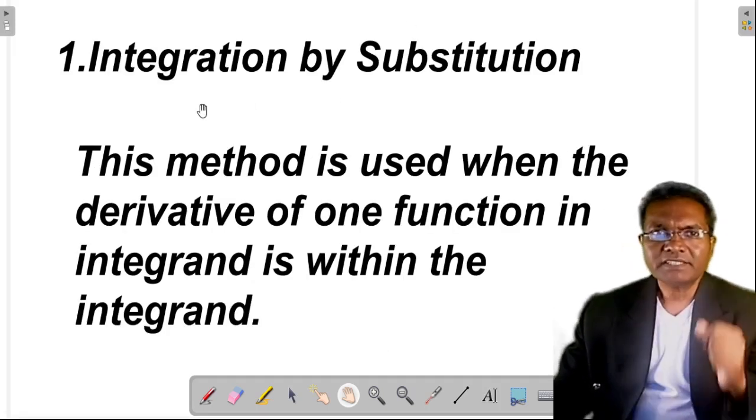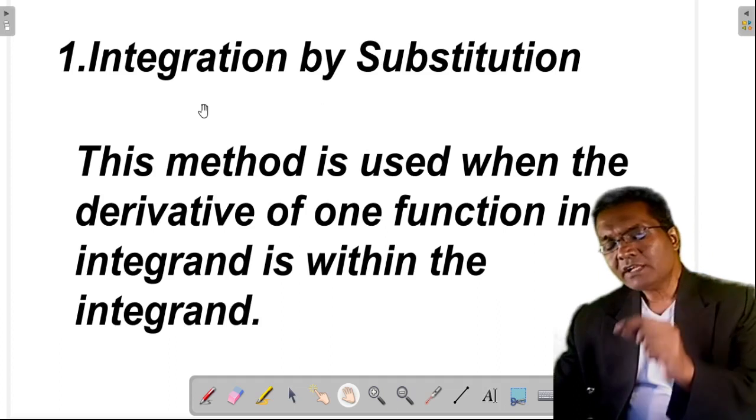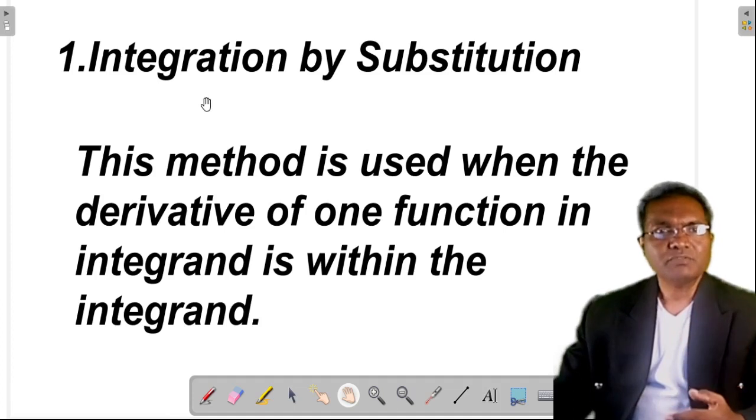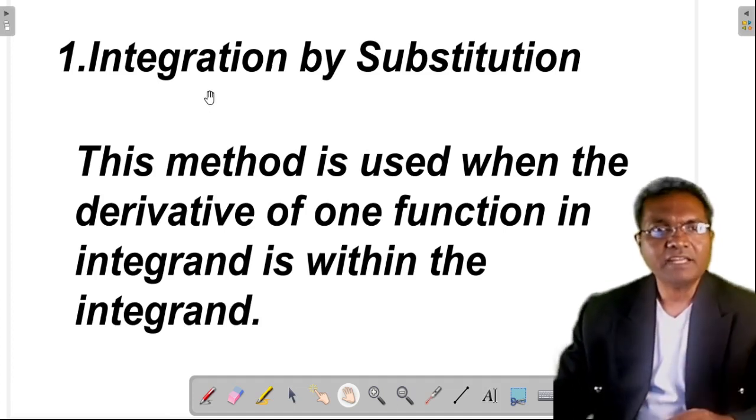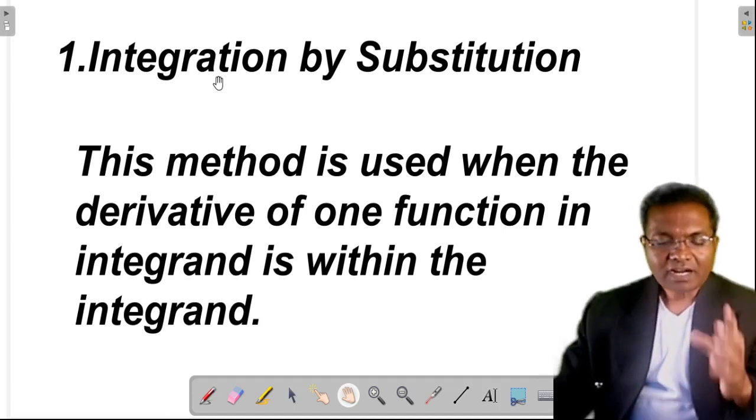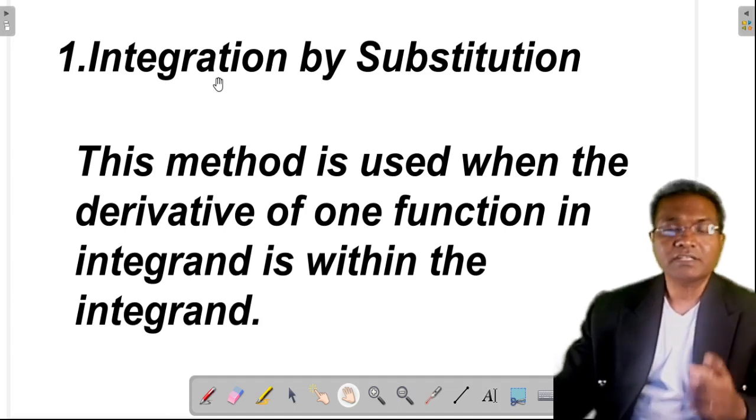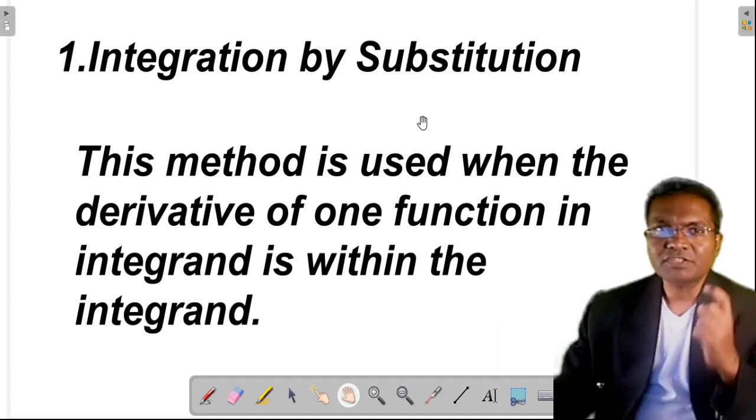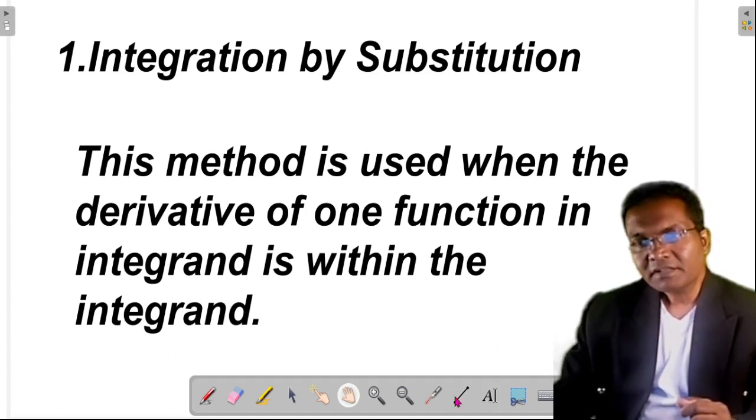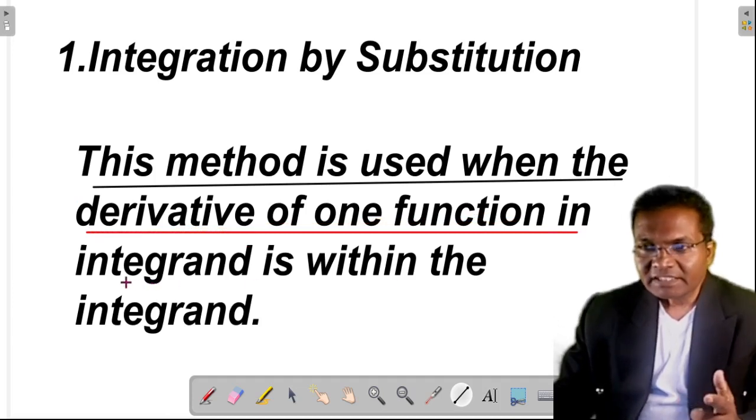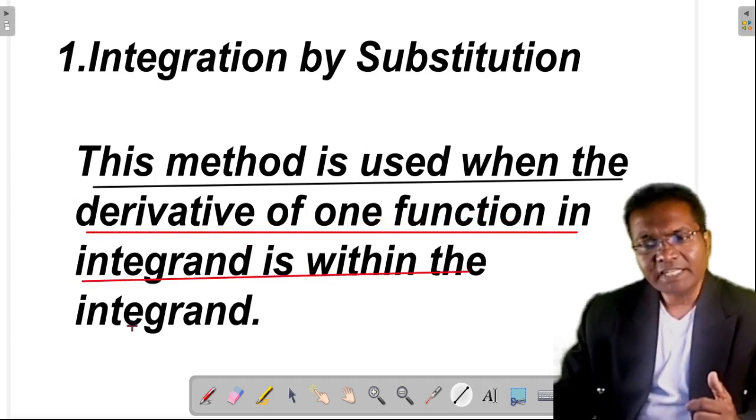Now see here, while evaluating integrals, it depends on which method you are going to apply. You have to identify by which method it has to be evaluated. Unless you identify the method, it is going to be very tough. The substitution method is used when the derivative of one function in the integrand is within the integrand.